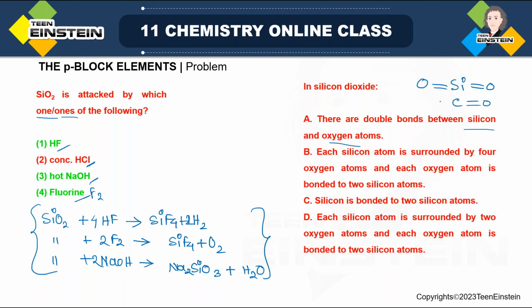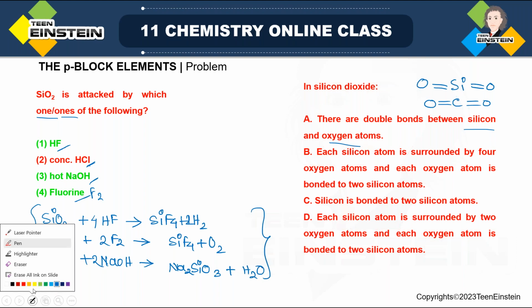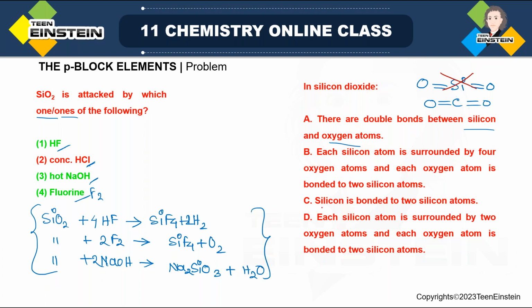If you draw the structure of carbon dioxide, both carbon and silicon are from group 14, right? But only for carbon, the oxide structure is like this. There is a double bond between carbon and oxygen, and it is gaseous in nature, but SiO2 is not like this. So this structure is not correct. Fine. Then each silicon atom is surrounded by 4 oxygen atoms, and each oxygen atom is bonded to 2 silicon atoms. And the next one is saying silicon is bonded to 2 silicon. But see, there is no such silicon-silicon bond. So this is not correct.